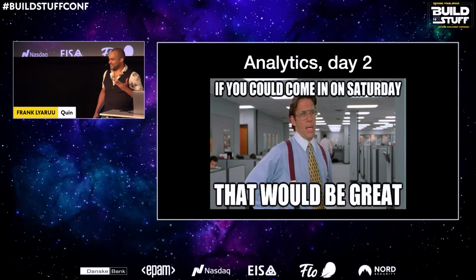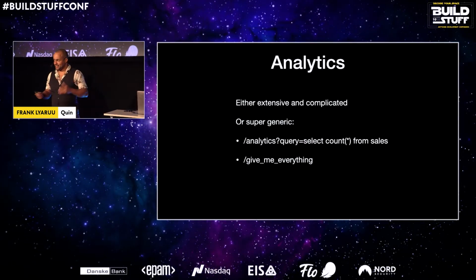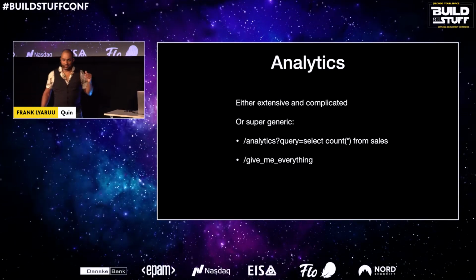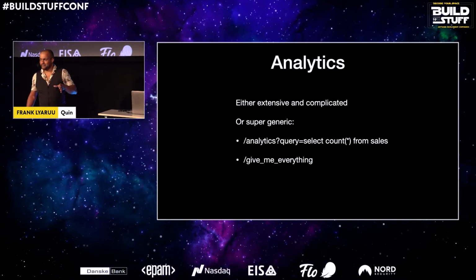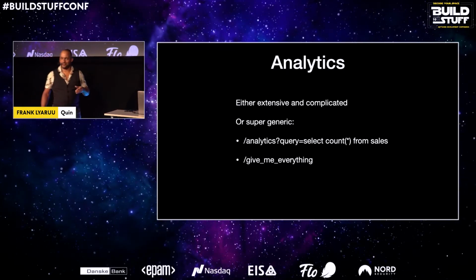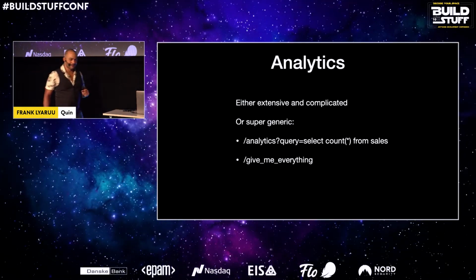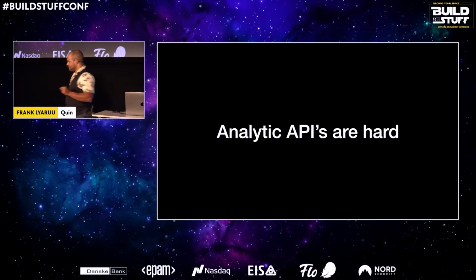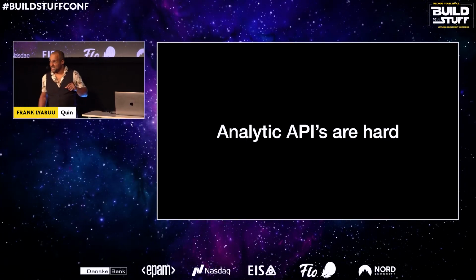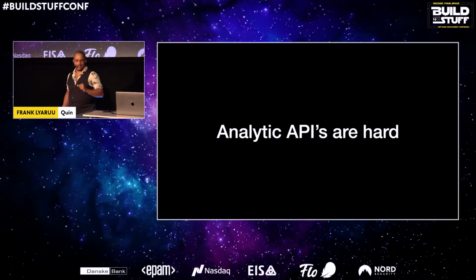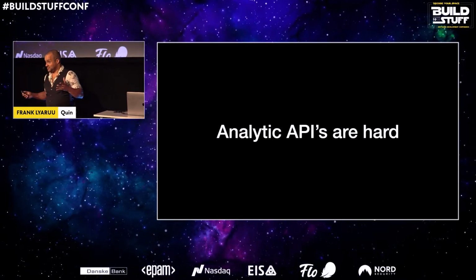So what tends to happen with analytics APIs is either they get really, really complicated, with a lot of endpoints with a lot of different parameters, or they get super generic. This is of course a little bit hyperbolic, but you end up with an endpoint that just downloads everything. A lot of analytics APIs get down to that. So, conclusion: analytics APIs are hard. And combined with the fact that we tend to forget about them until later in the project, that's tricky.